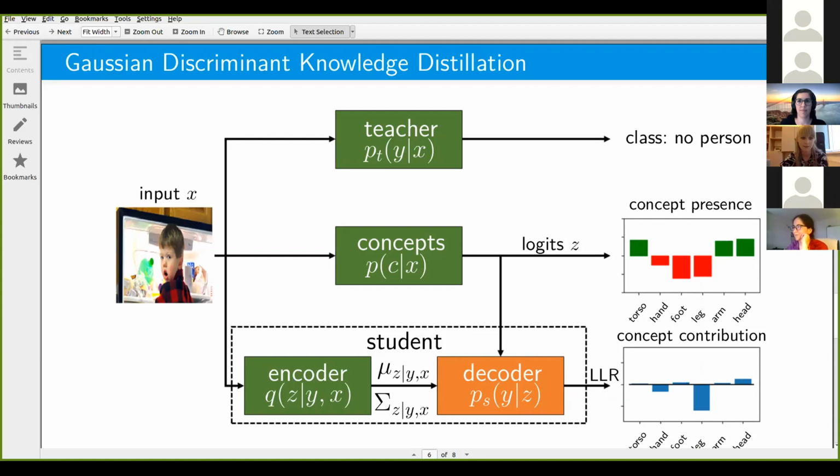As the decoder is based on a Gaussian discriminant analysis model and has no trainable parameter, the encoder is used to slightly modify the mean and covariance of the concept distributions to match the teacher's predictions. The encoder itself is based on a deep neural network with softplus activations to guarantee positive variance predictions. To maintain explainability, we use the Kullback-Leibler divergence between the concept logit distribution and the predicted distributions by the encoder.